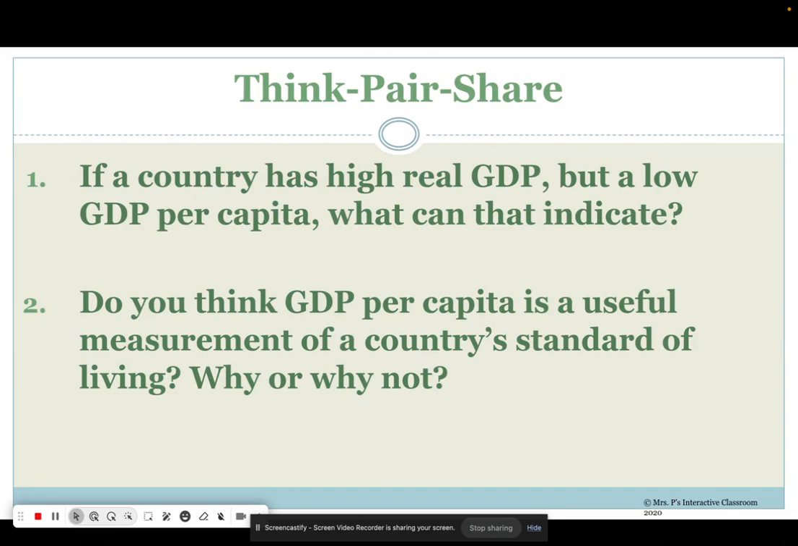So, just a think, pair, share right here. You can go ahead and talk to your partner about this. If a country has a high real GDP but a low GDP per capita, what can that indicate? And then next one, do you think GDP per capita is a useful measurement of a country's standard of living? And then why or why not? Are there flaws, or do you think it is useful, and why or why not? So go ahead, pause me, talk about it, and then I'll meet you on the next slide.